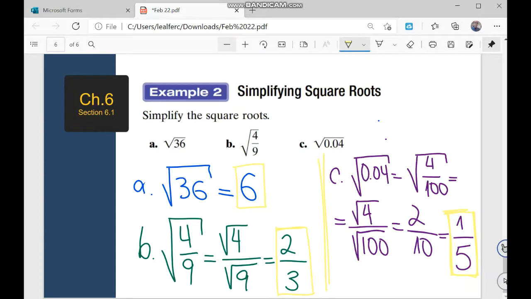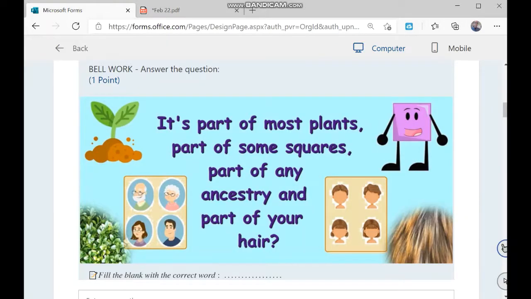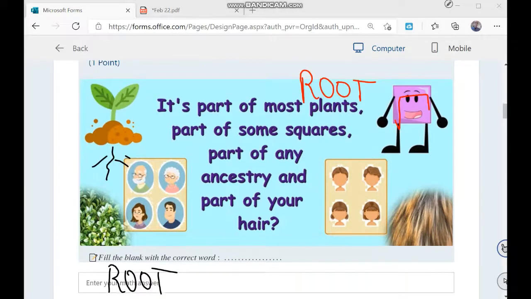Let me see if you remember the very important words that I mentioned during the lesson. It's part of most plants and part of some squares, part of any ancestry and part of your hair. What is the word that best fits this riddle? And let me check how many students we have to answer this. Root is the right answer, yes. Root is part of a plant, we have some square roots, and the ancestry are your roots, right? Your ancestors, and your hair have roots.